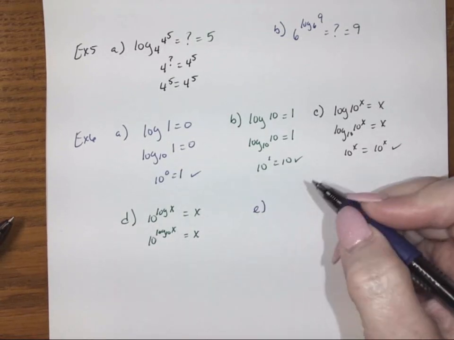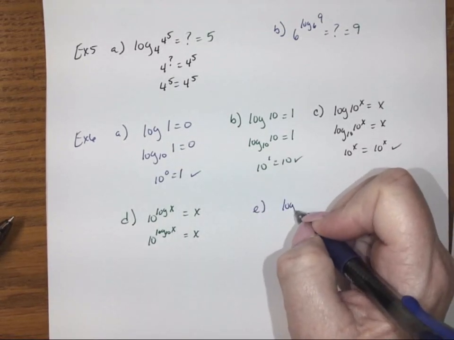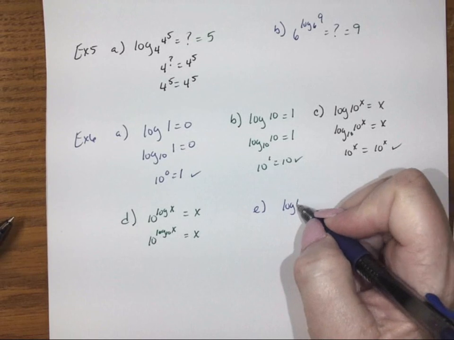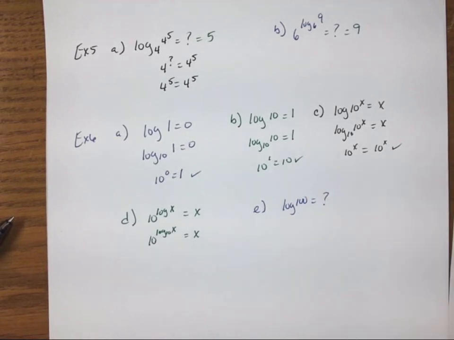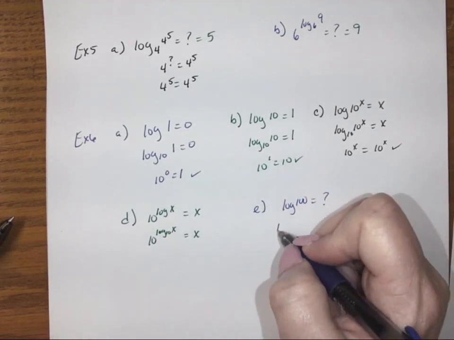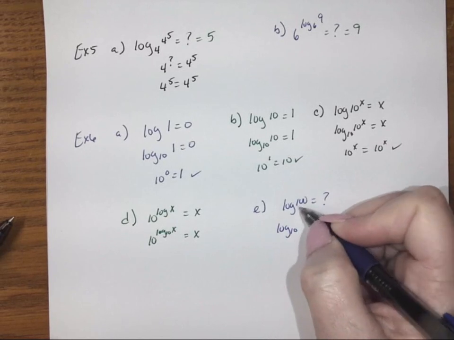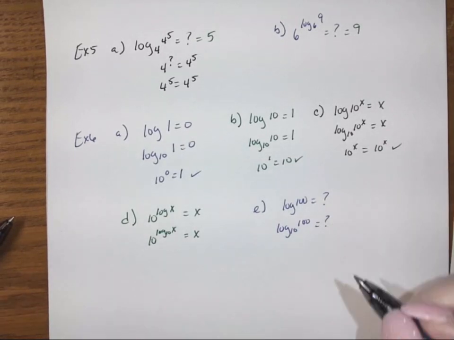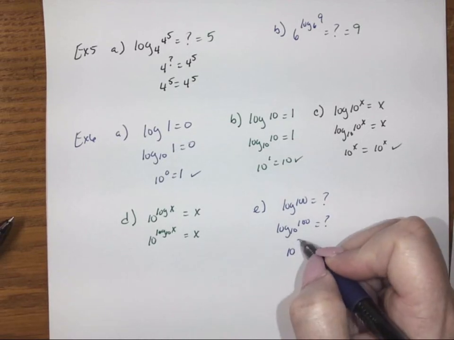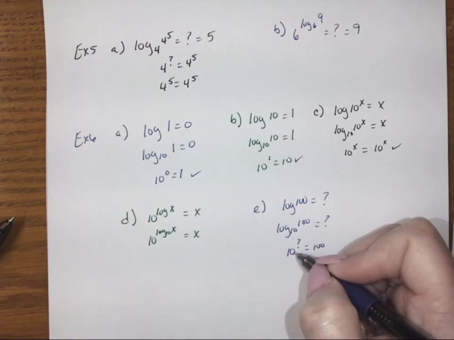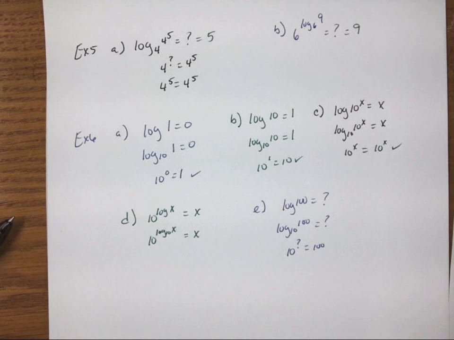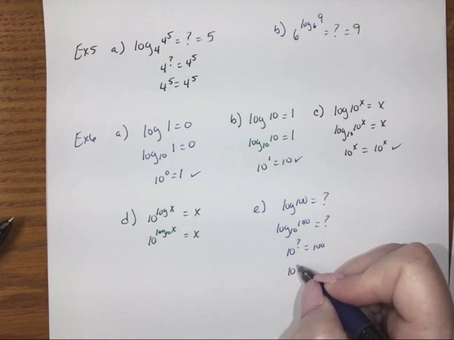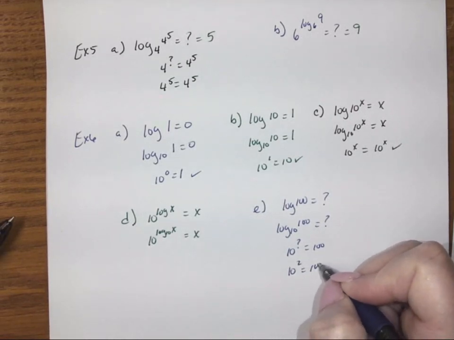And for part E, we have log of 100 equals what? So this is log base 10, because they didn't give us a base, of 100 equals what? So we can change this to exponential. So 10 to what power gets us 100? Well, we know that 10 squared equals 100.